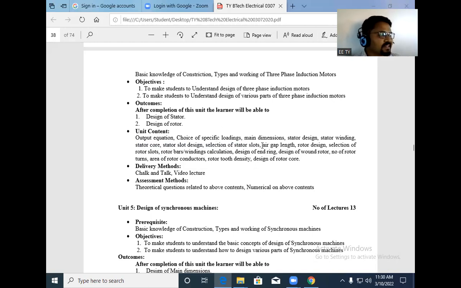Next point ला आता खाली, below that write down next point, air gap length. What is the point? Air gap length. Next point, rotor design.